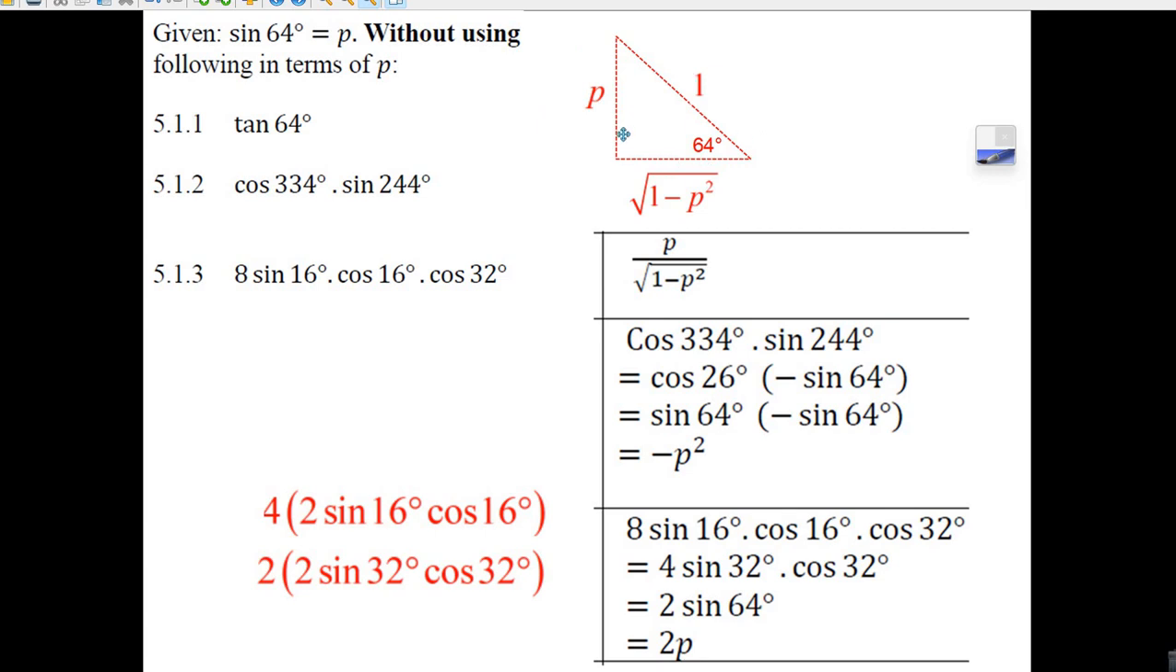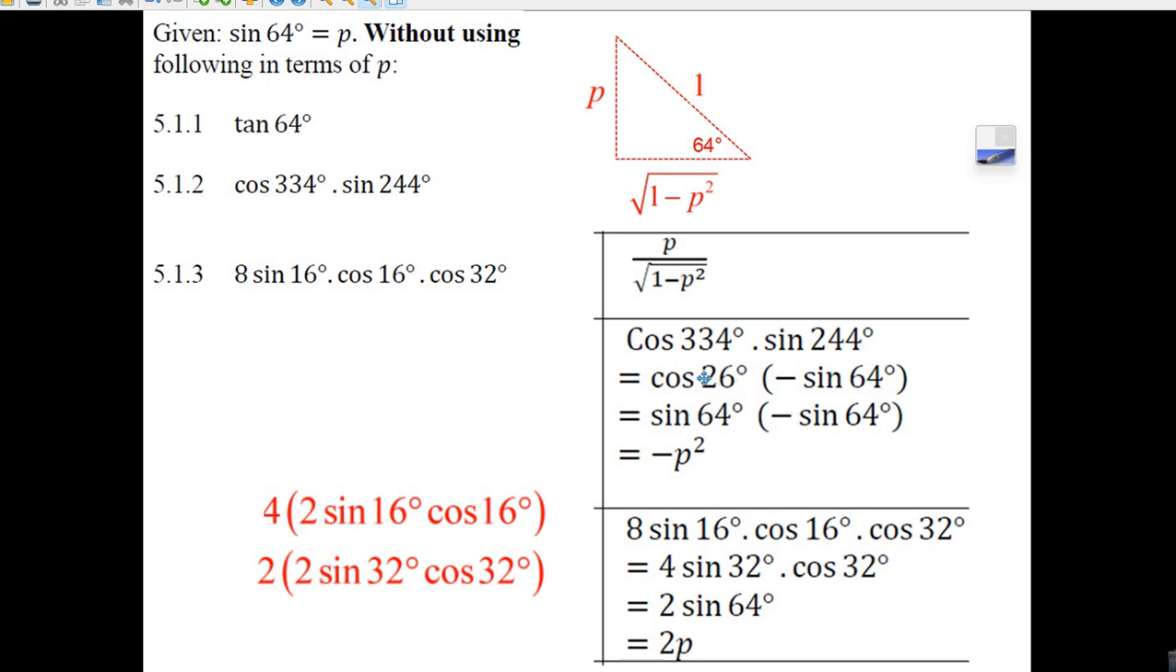But I like to draw a right angle triangle here. And I know that sine is opposite over hypotenuse. And if it's p over 1, then you can get this side down here just by going the hypotenuse squared, 1 squared, which is 1, minus p squared, and take the square root. And there you go. There's the adjacent side right there. So when they say, what's the tan of 64 degrees, you just go opposite over adjacent, p over root 1 minus p squared.